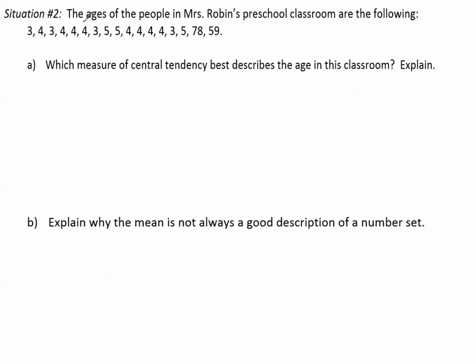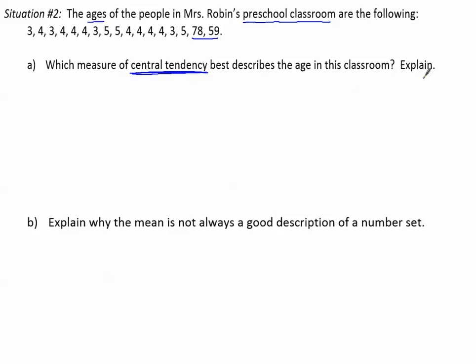Situation number 2. The ages of the people in Mrs. Robbins' preschool classroom are the following: 3, 4, 3, 4, a lot of 3s, 4s, and 5s, 78 and 59. Those are probably the teachers. Which measure of central tendency best describes the age in this classroom?